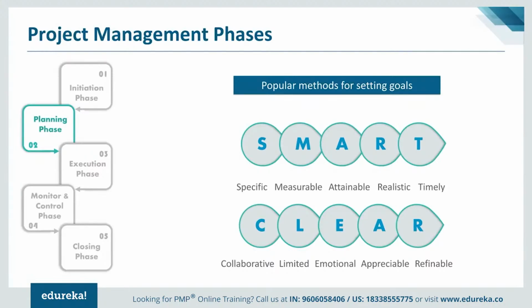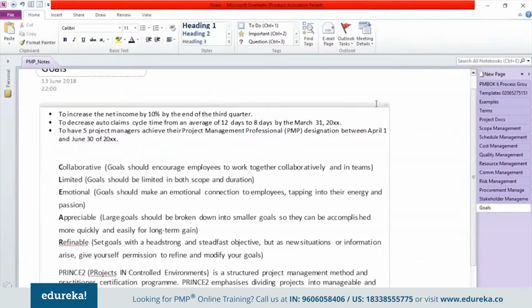Now, many of you may have already heard about SMART goal. It should be specific, measurable, attainable or achievable. It should be realistic. It should be time bound, or timely. Similarly, when you work on a goal, it should also be collaborative. It shouldn't happen that there is a goal, but people can't really relate to that. We should be able to get everybody along, all the team. Limited, emotional, appreciable, refinable. Let's take a couple of examples so that we'll be able to relate to this.